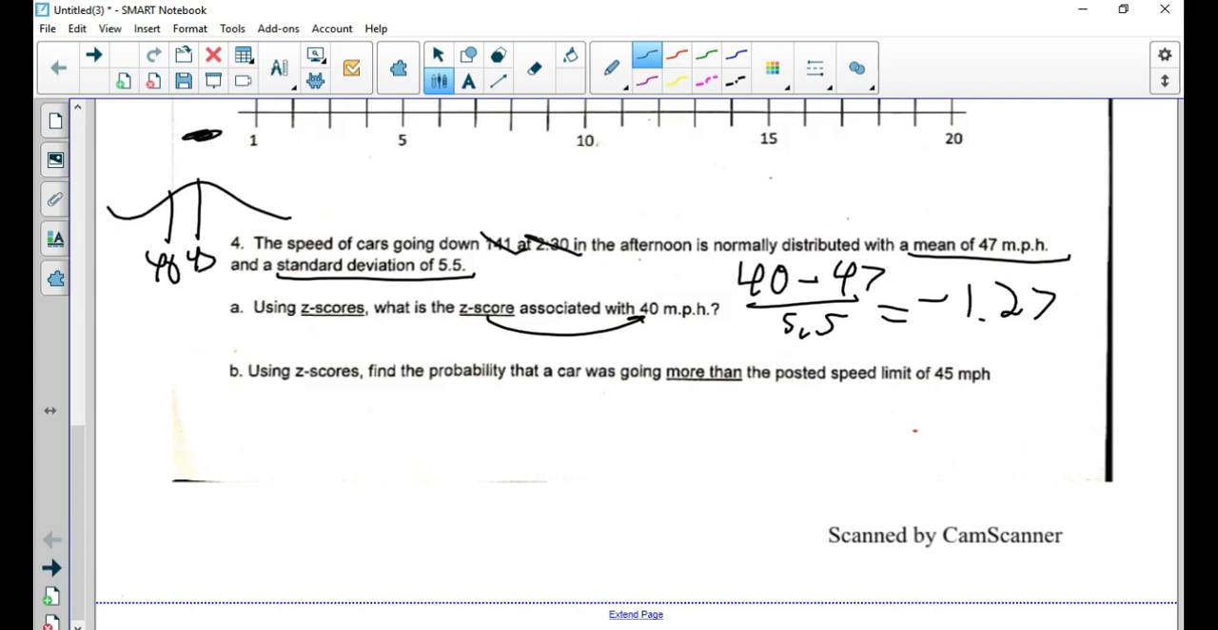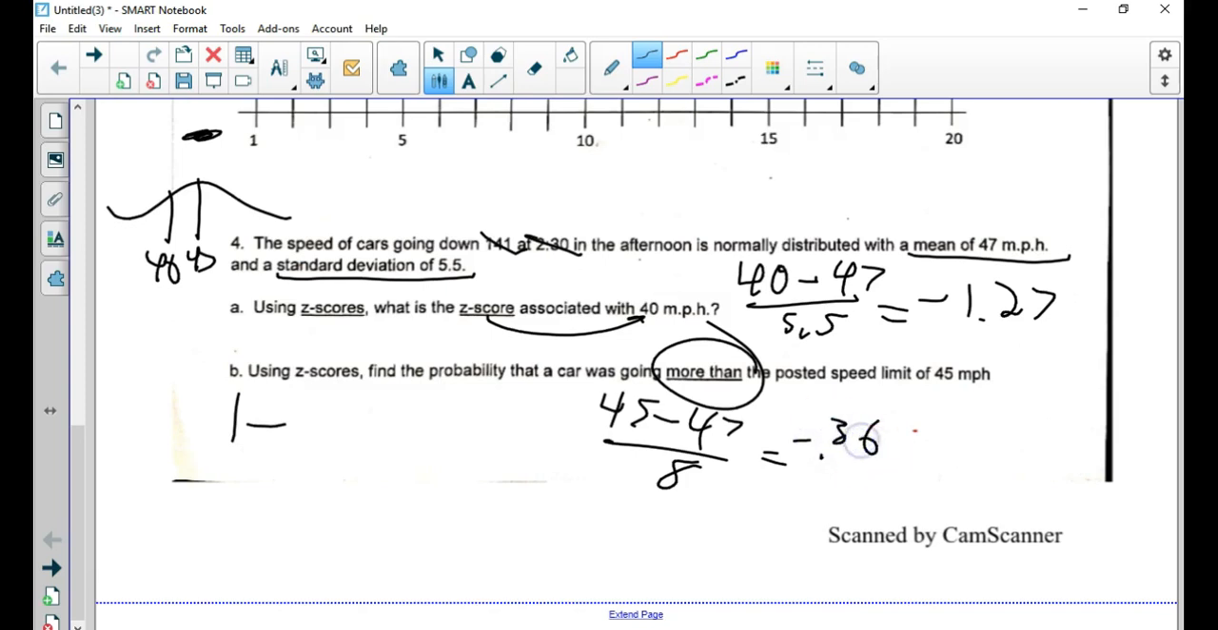Now for part B, find the probability a car was going more than. It's underlined. As soon as you see more than, write that 1 minus. Okay? Because it's going to throw you off if you don't. Now, we do the same thing we did with the previous problem. We take the actual minus the mean, divide by standard deviation. And again, think about it. 45 is less than 47. So we're going to get a negative z-score here. Now, being that it's so close to 47, it's going to be pretty close to 0, and it's negative 0.36. Now we're going to look that number up on our table.